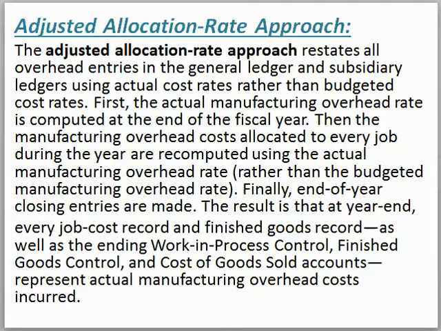The adjusted allocation rate approach restates all overhead entries in the general ledger and the subsidiary ledgers using actual cost rates rather than the budgeted cost rate. First, the actual manufacturing overhead rate is computed at the end of the fiscal year. Then, the manufacturing overhead costs allocated to every job during the year are recomputed using the actual manufacturing overhead rate rather than the budgeted rate.